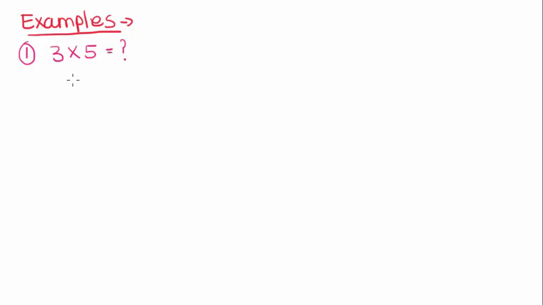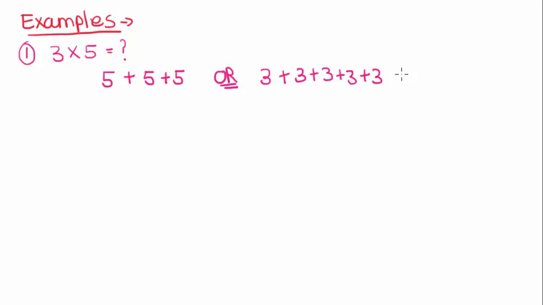In the beginning of the video, I said that multiplication can be thought of as a repetition of addition. What I mean by this is that if you have something like 3 times 5, you can think about it as adding 5 to itself 3 times. Or you can think about it as 3 being added to itself 5 times. Either way, you will get the same answer of 15.